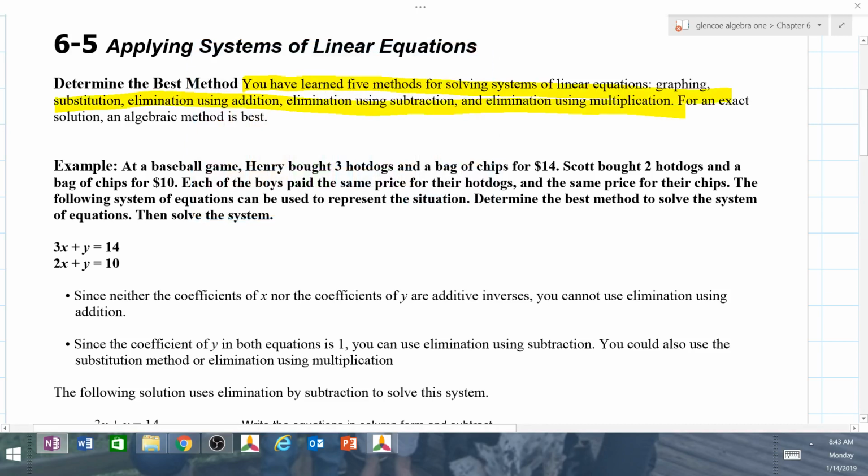And the one method that they didn't mention was a graphing calculator, and that's just because we don't use one.